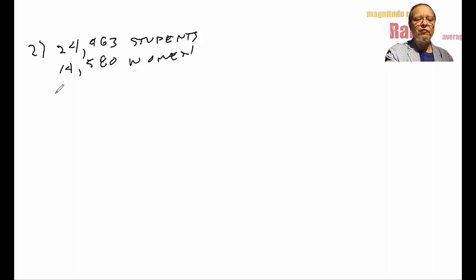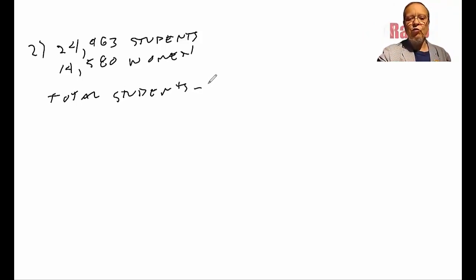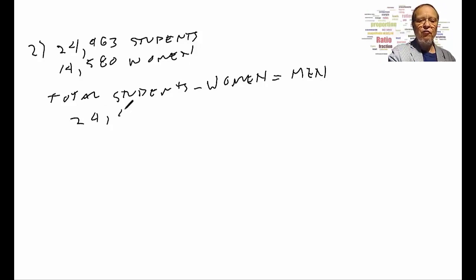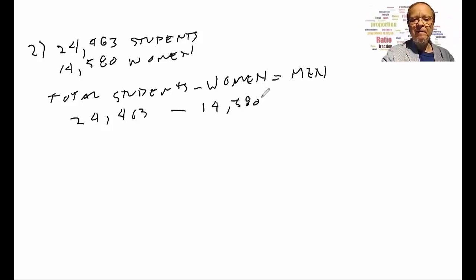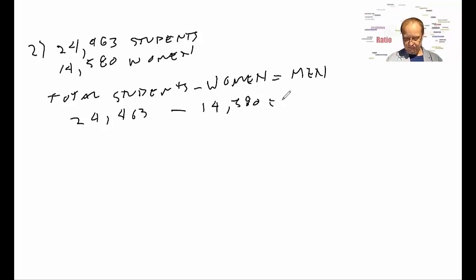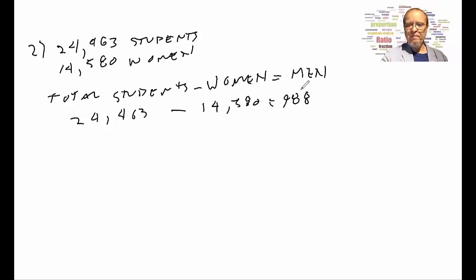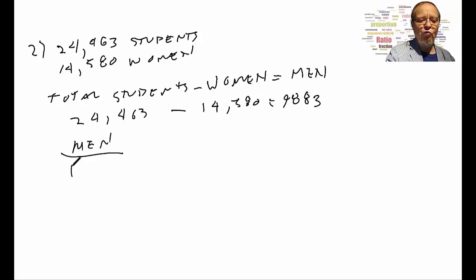Well, we can take the total number of students and subtract the women students, and that will give us the men students. So we can take 24,463, subtract 14,580, and we'll get the number of men students, which is 9,883. So now we have both the women and the men, and we're asked to make the ratio of men to women.